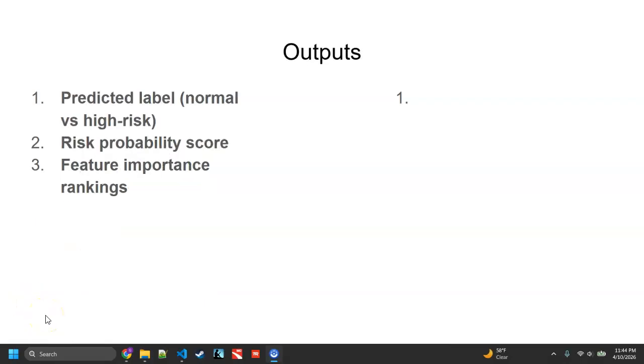The main outputs I'm going to be working with are a predicted label indicating whether the login is high risk, a probability score representing the risk level, and of course the feature importance rankings that will explain the model's decisions.